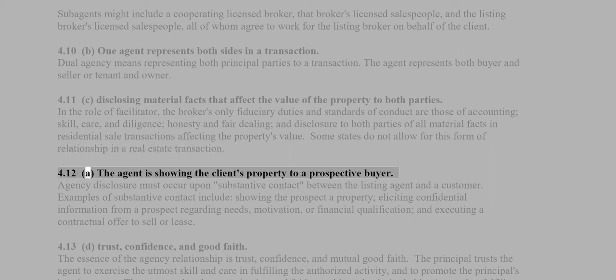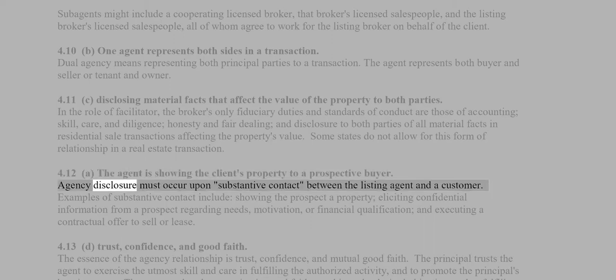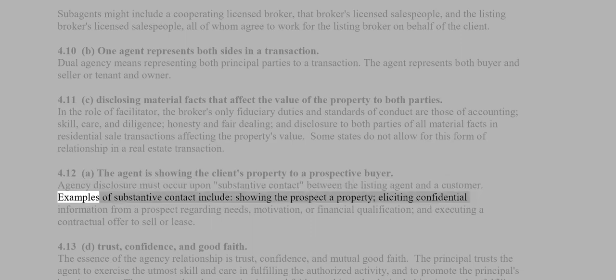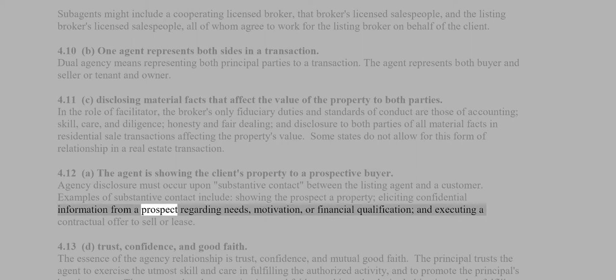4.12 a. The agent is showing the client's property to a prospective buyer. Agency disclosure must occur upon substantive contact between the listing agent and a customer. Examples of substantive contact include showing the prospect a property, eliciting confidential information from a prospect regarding needs, motivation, or financial qualification, and executing a contractual offer to sell or lease.